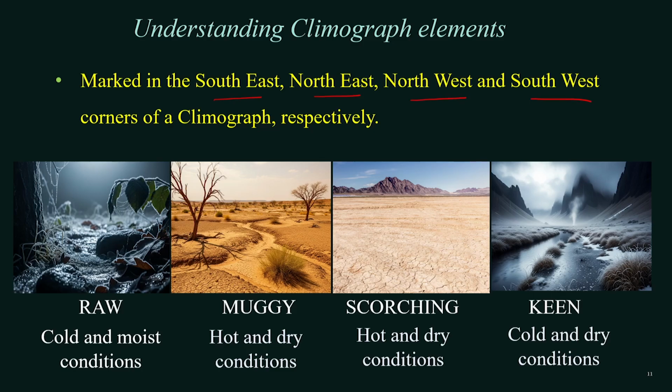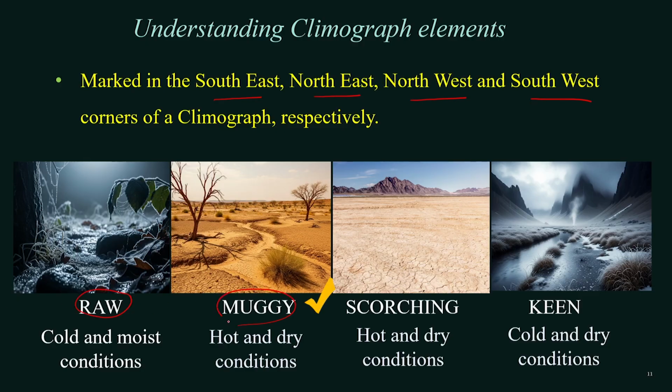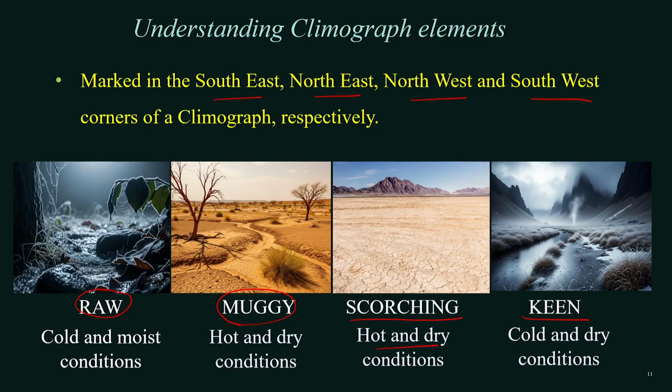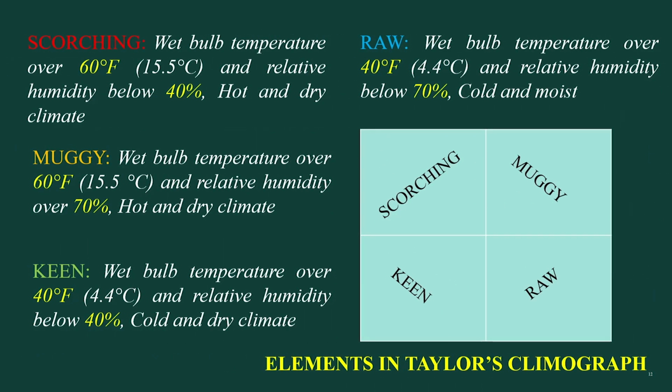So, coming to the factors, raw. Raw defines the cold and moist condition. Then muggy represents hot and dry condition. Simultaneously, scorching also represents hot and dry conditions. Then keen. Keen represents cold and dry conditions. So, these are the four corners of the graph which Taylor derived. We will look in detail at scorching, muggy, keen and raw.